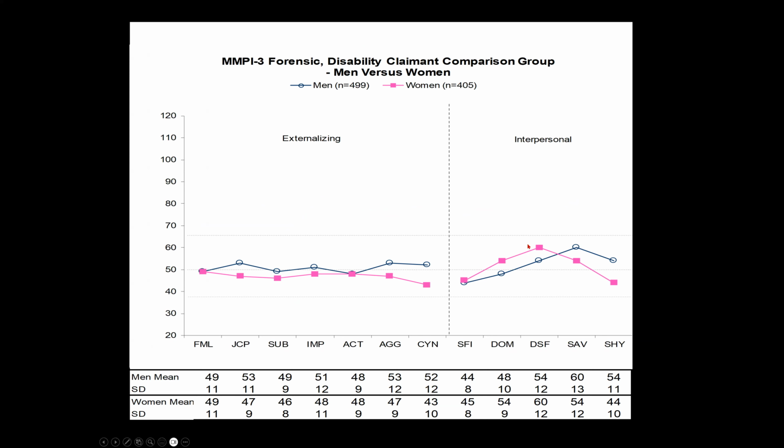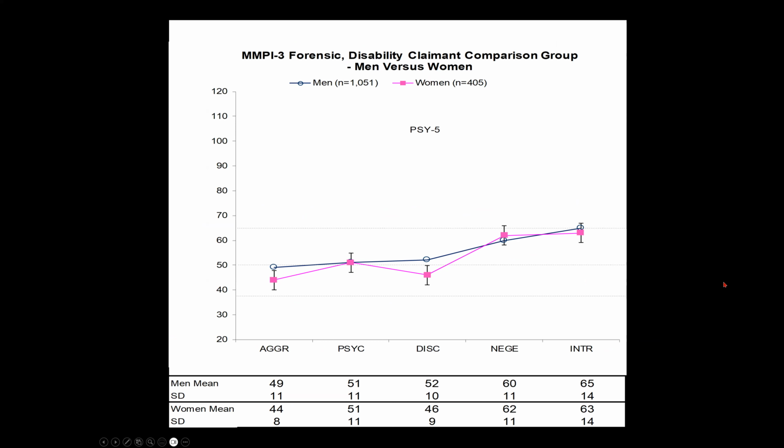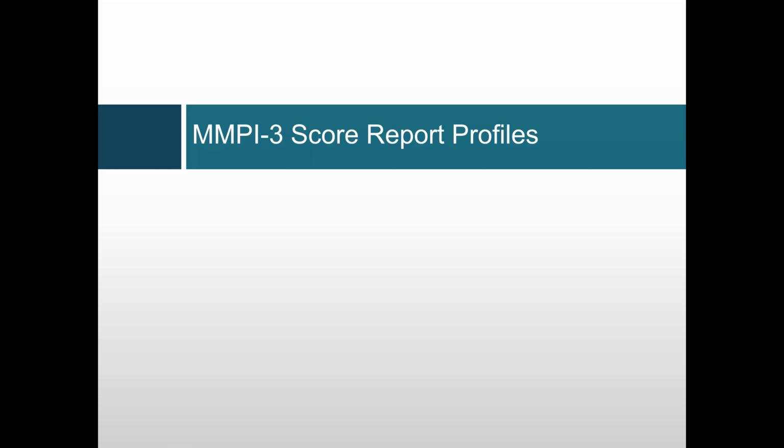With the interpersonal scales, we see somewhat higher scores on some of our interpersonal functioning indicators, disaffiliativeness and social avoidance in particular. And then finally, the SC-5 scales, the two scales associated with emotional difficulties and possible features of cluster C personality disorders, are also higher than average in this sample of disability claimants. Okay, so those are just some examples of the comparison groups that are available for the MMPI-3.